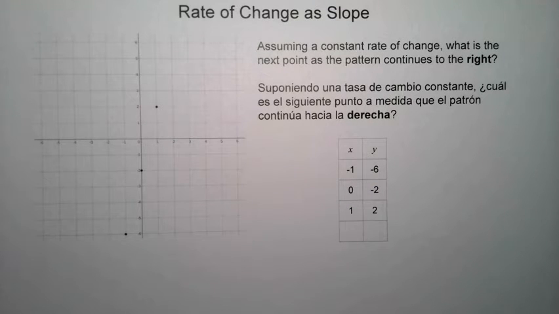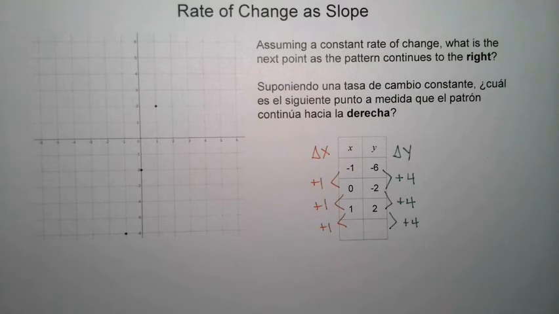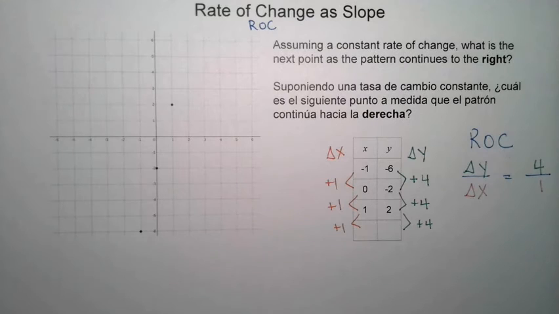What is the change in y and the change in x in our table? So our change in x is 1 and our change in y is 4. So the rate of change is 4/1. How does that look on our graph?